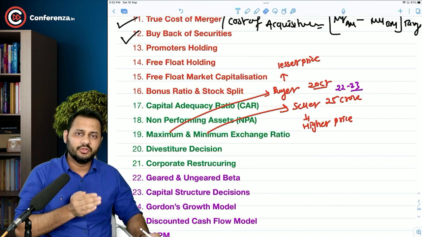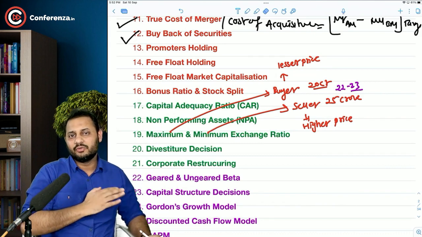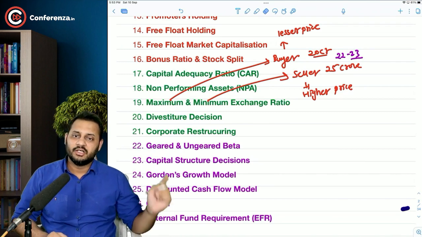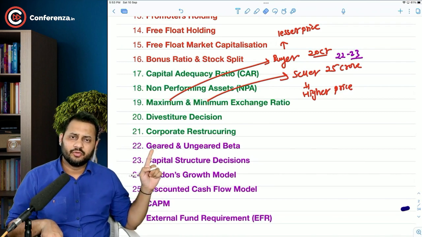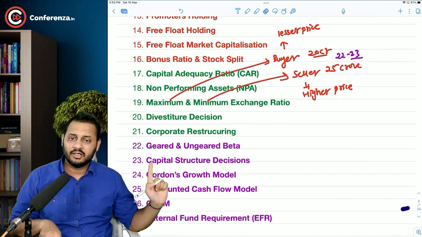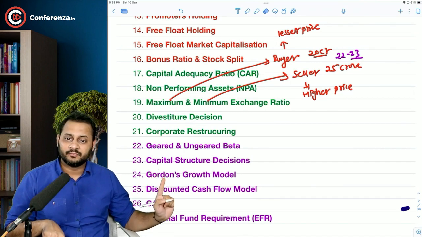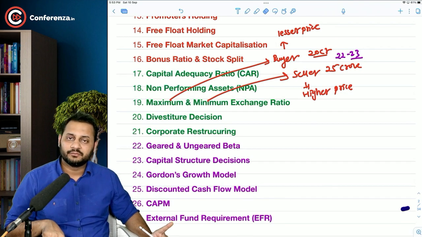Now we are going to slowly shift from the difficult to the easiest questions for the rest of the part, and we are going to finish the questions. The next few questions will be on geared and ungeared beta and capital structure decision. We are going to use the Gordon's growth model as well, and external fund requirement. So let's have a look at the last phase of the mergers and acquisition chapter.